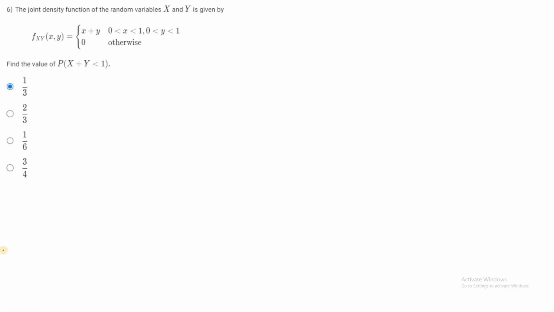Okay, next question. So we have a joint density function of random variables x and y. So what do we have to find out? We have to find out P of x plus y is less than 1. Again, let's make use of the graph. So what happens here? If x is 0, y is 1, and if y is 0, x is 1. So this particular line, so it is less than 1. So this is our desired region.